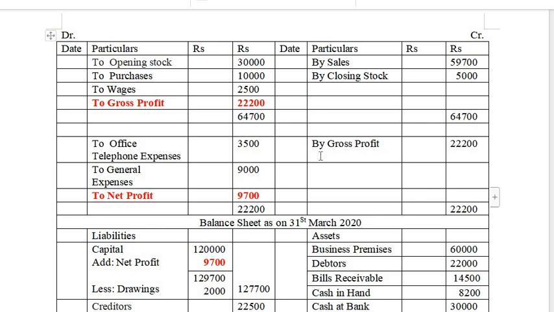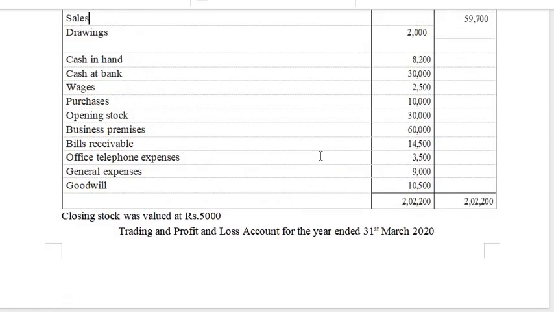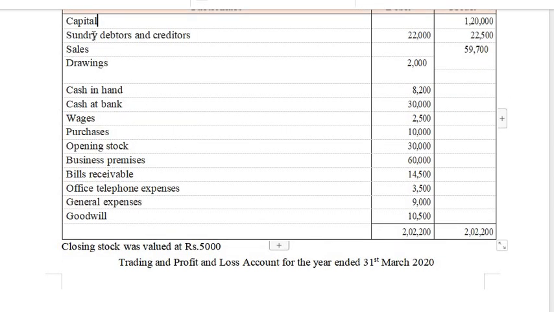Okay, see the question. Again we'll discuss what liabilities are given here. Drawing is an asset, cash in hand and cash at bank are assets. Then business premises is an asset, bills receivable is an asset, and goodwill is an asset. Then capital is a liability, sundry debtor is an asset, and creditor is a liability.